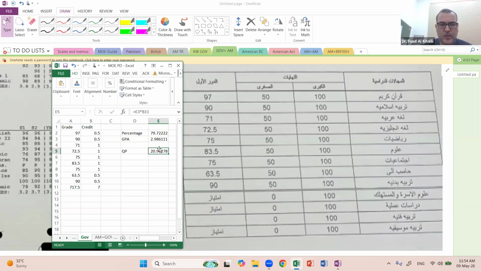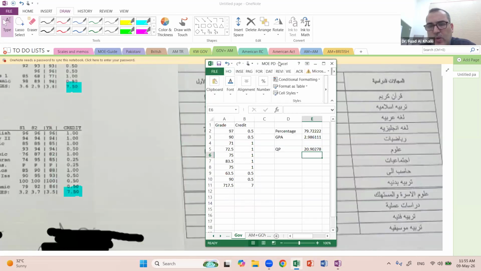What is the quality point for this student? The quality point is equal to the GPA multiplied by the credit, which gives 20.907.